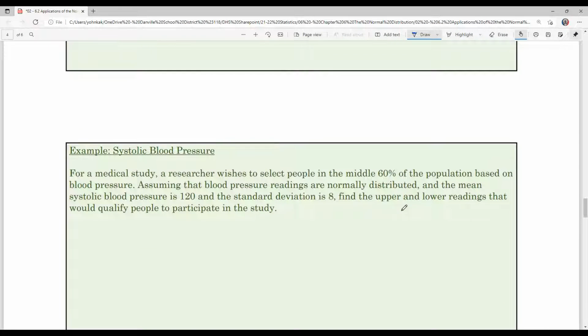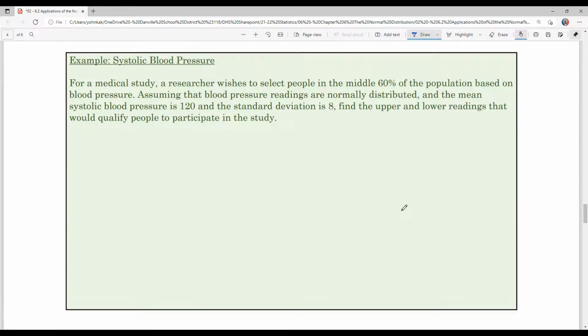All right, let's take a look at another one. This one has to do with blood pressure. For a medical study, a researcher wishes to select people in the middle 60% of the population based on blood pressure. Assuming that blood pressure readings are normally distributed and the mean systolic blood pressure is 120 and the standard deviation is 8, find the upper and lower readings that would qualify people to participate in the study. So I need to know what the cutoffs are for people to be in this study.